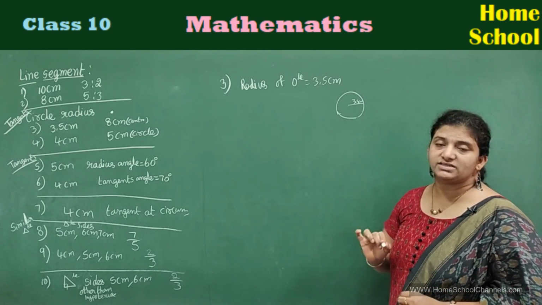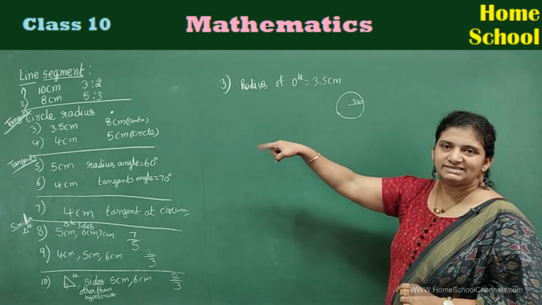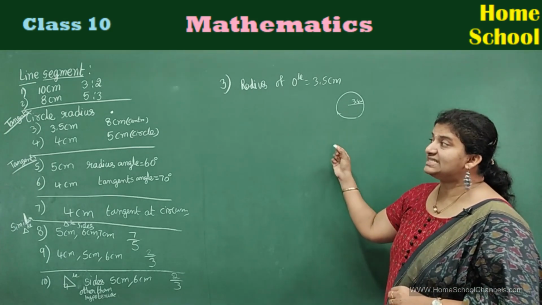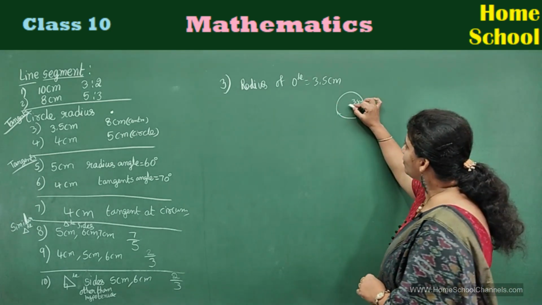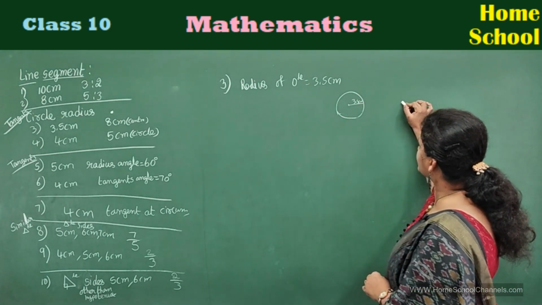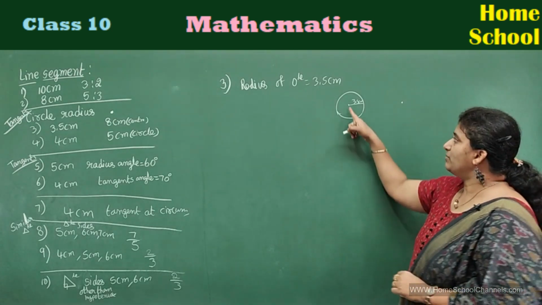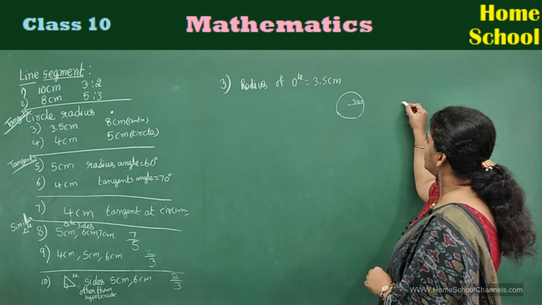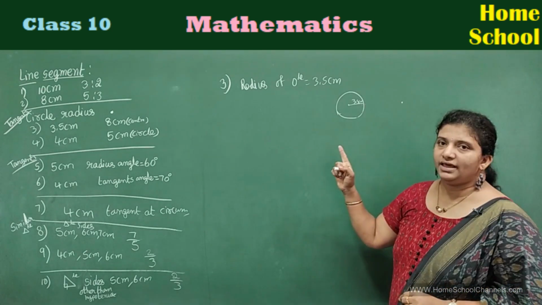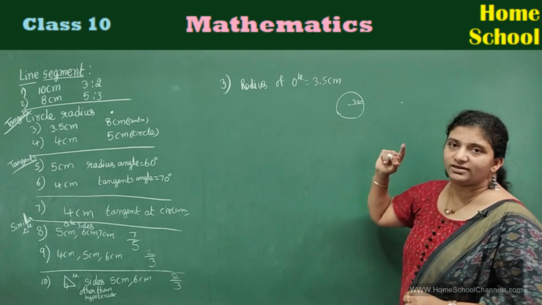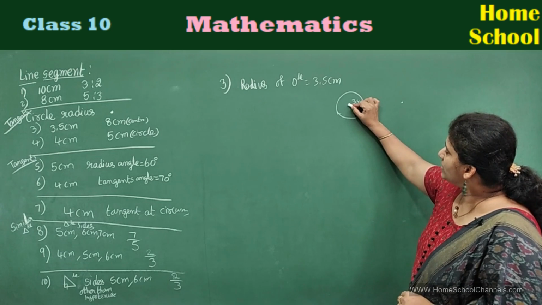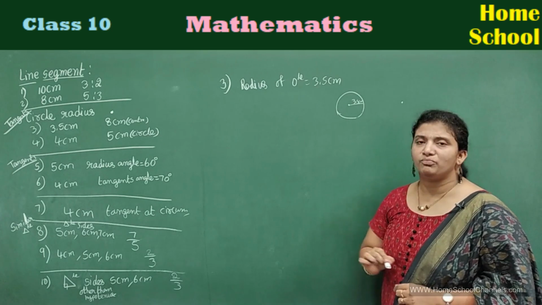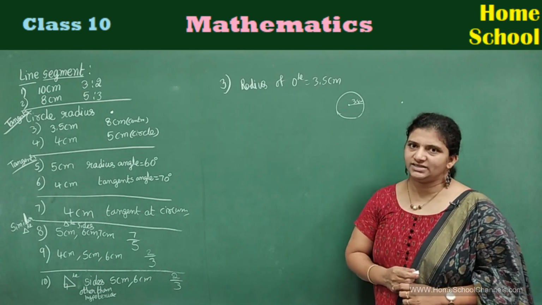I am talking about the external point. How much distance is it? 8 centimeters from the center of the circle to the external point. From here to here is 8 centimeters. What will be this length here, children? Radius is 3.5 and the whole distance is 8 centimeters. In 8 you subtract 3.5, that will be 4.5 centimeters.